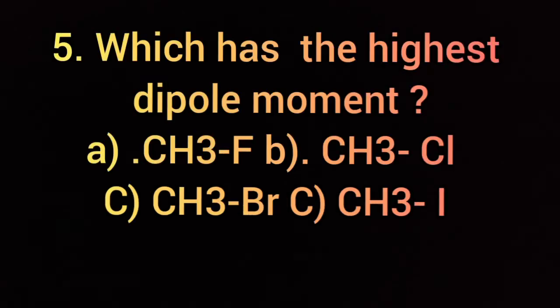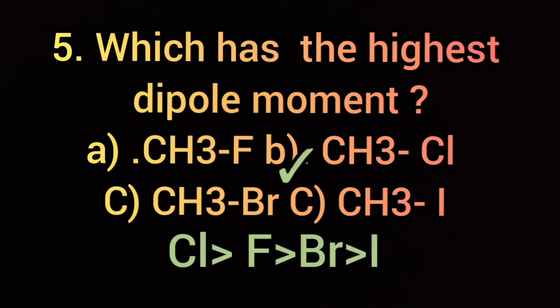Next question number 5. Which has the highest dipole moment? CH3F, CH3Cl, CH3Br, CH3I. Obviously, the correct option is CH3Cl. This trend is the same as that in electron gain enthalpy of fluorine, chlorine, bromine, iodine. The negative value of electron gain enthalpy follows the order Cl greater than F, greater than Br, greater than I. The same trend is over here.